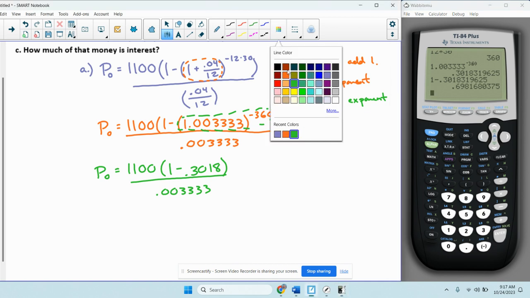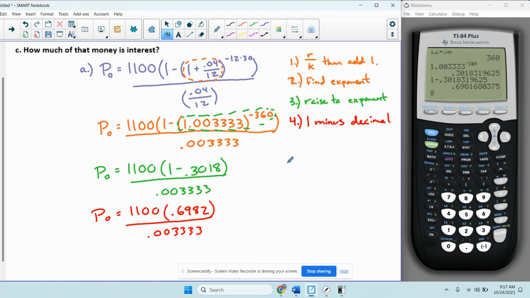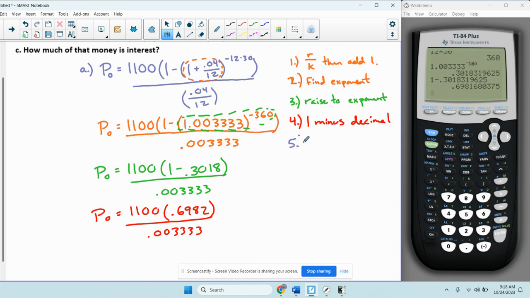So I'm going to do 1 minus the decimal I get, 1 minus decimal. Or you could say subtract from 1. And I get P sub 0 equals 1100 times 0.6982 over 0.003333. And then the last step that you can add is going to be just either multiply or divide, depending on what you're looking for.